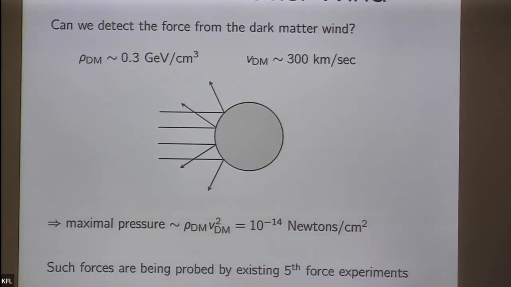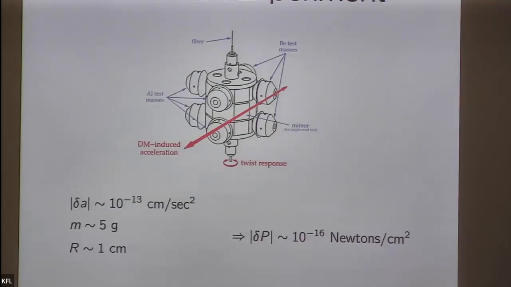Okay, and that's actually an interesting number, because forces of this size are actually being probed by current force experiments. Just to give you some examples, the most sensitive, I believe, depends. One experiment is the Eöt-Wash experiment. It is a torsion balance experiment, like a modern day, improved version of the Cavendish experiment in a sense. Here are the basic numbers. The accelerations they can measure are tiny. Here's the test mass, here's the size of the test mass. When you put that together, they can measure forces about 2 orders of magnitude smaller than this maximum dark matter force that I talked about.